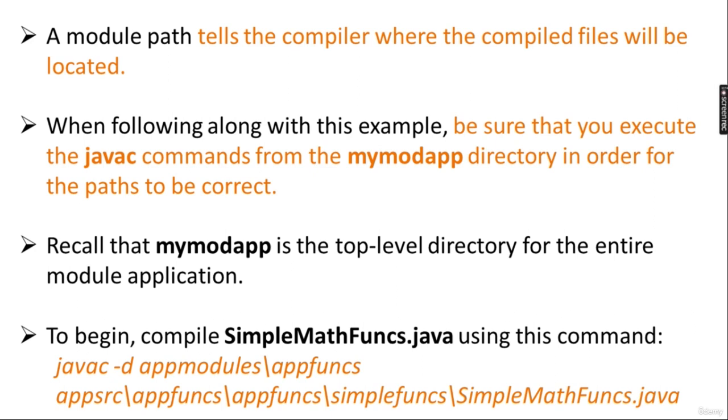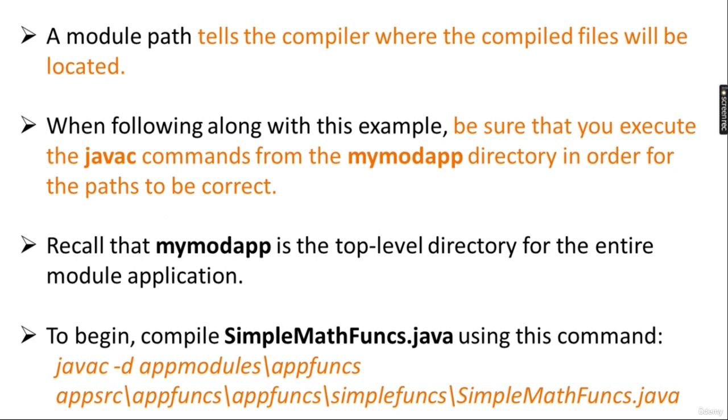The module path tells the compiler where the compiled files will be located. Compiled files mean, after you have run javac filename.java, whichever class files will be generated, where do I have to put those class files? That is what this module path will tell the compiler. When following along with this example, be sure that you execute javac commands from the mymodapp directory in order for the paths to be correct. Mymodapp is the top level directory for the entire module application.